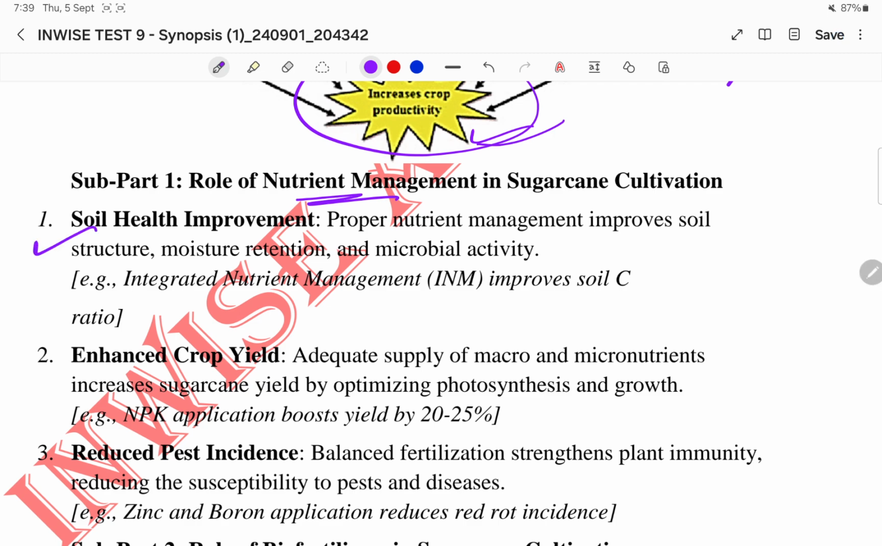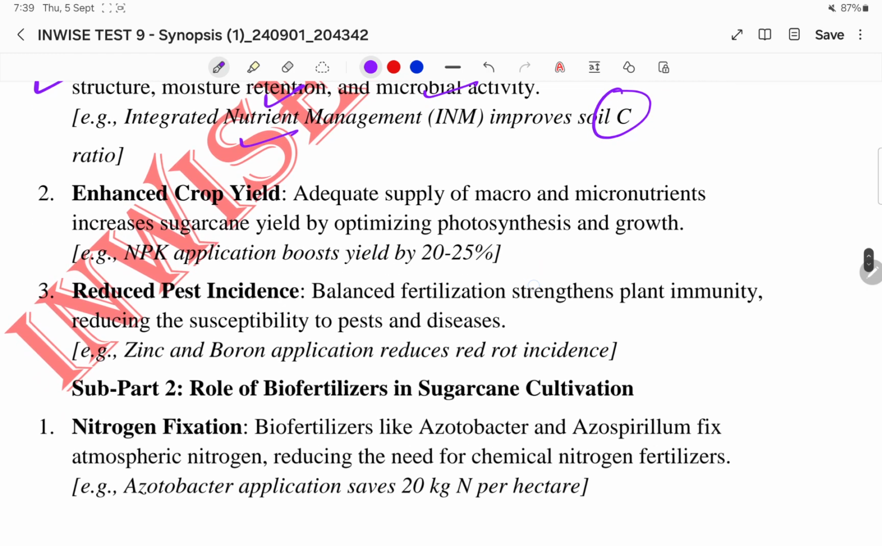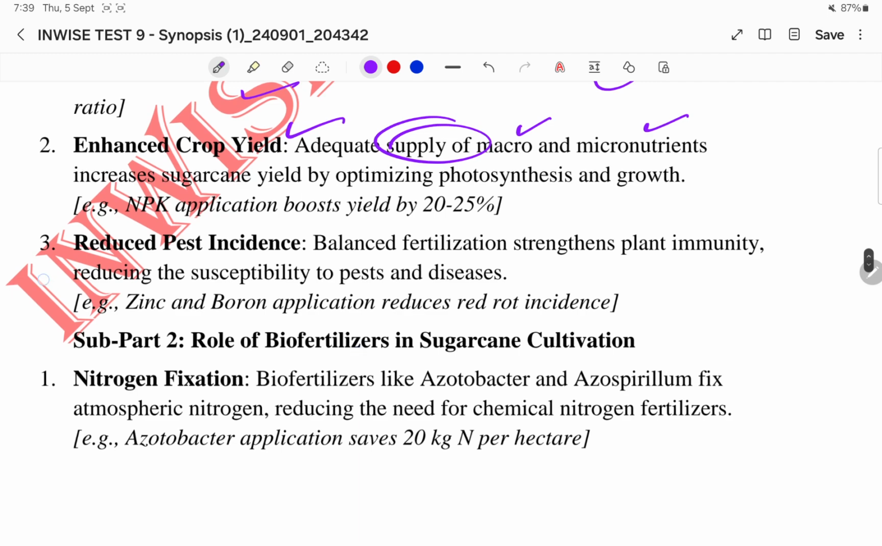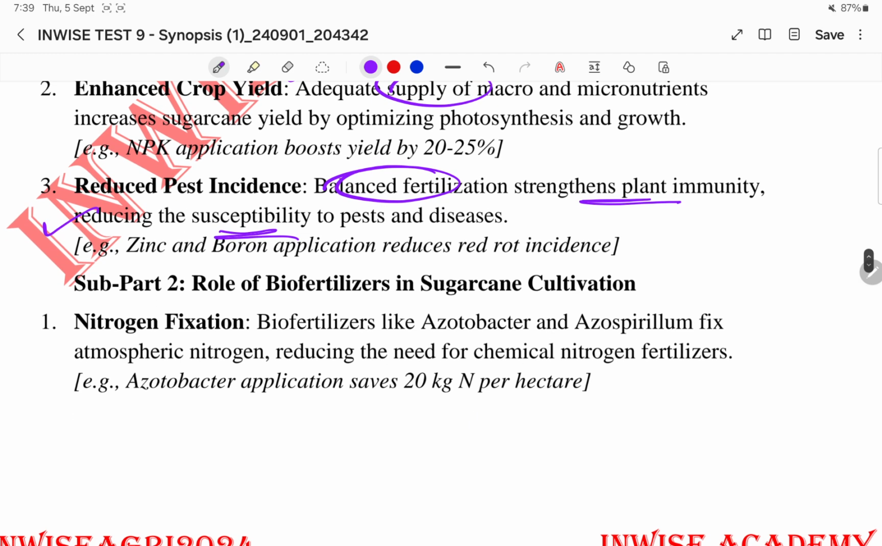First one, soil health improvement. Proper nutrient management improves the soil structure, moisture retention, microbial activity, like INM improves the soil carbon ratio. Then enhance crop yield, adequate supply of micro and macronutrients. Then reducing pest incidence: balanced fertilization strengthens the plant community, reducing the susceptibility to pests and diseases.